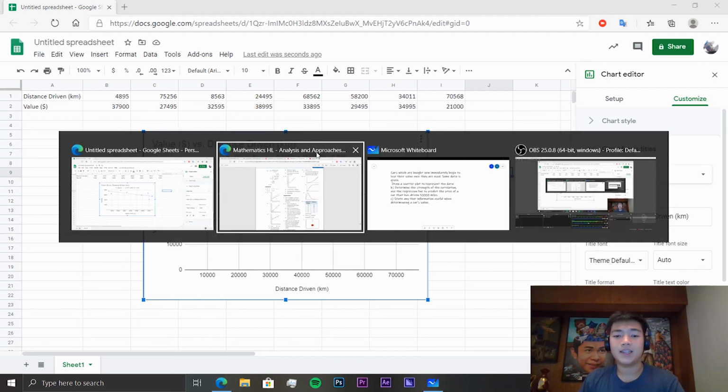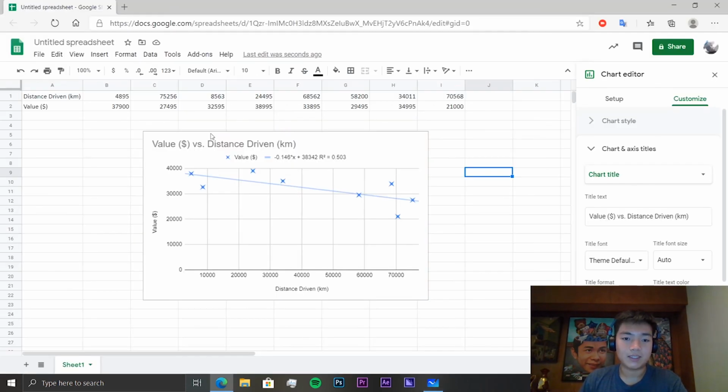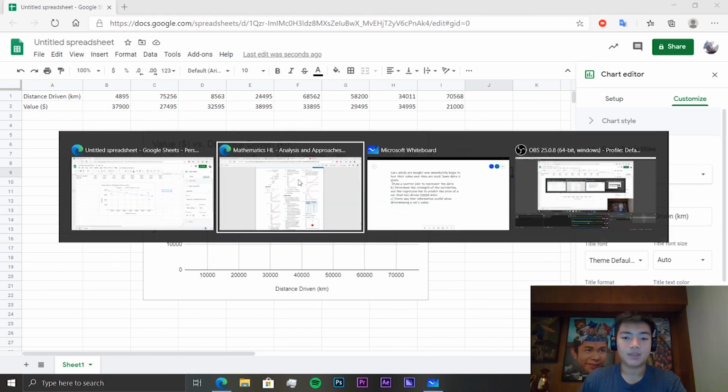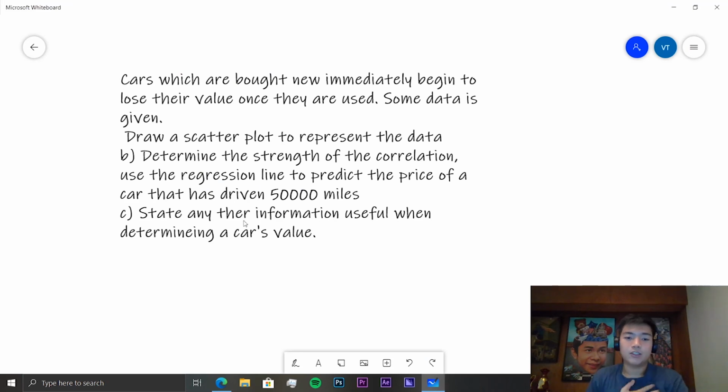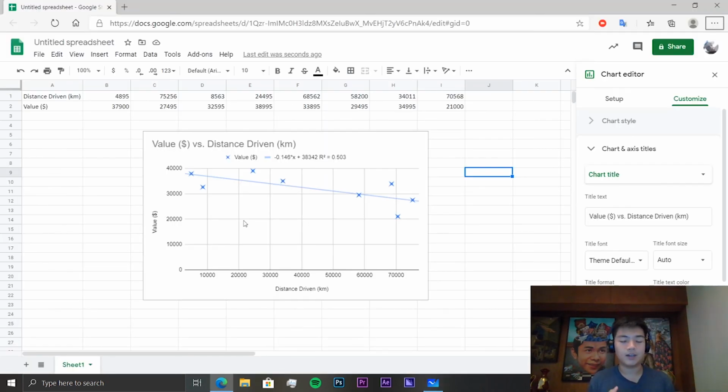And we also need to get the price of a car that's driven 50,000 miles, and we can do that by using this equation. So we have negative 0.146 times 50,000. This is, of course, the equation of the regression line, plus 38342. And you should get a value like $31,042. Finally, state any other information useful when determining a car's value. Well, we could obviously consider the make and model type of car, the selling price when it was new, and maybe how rare the car is.